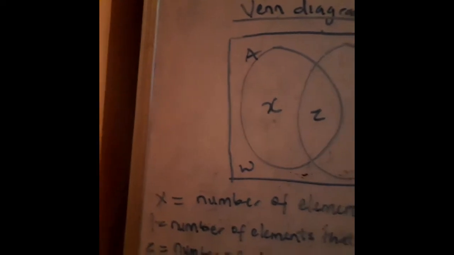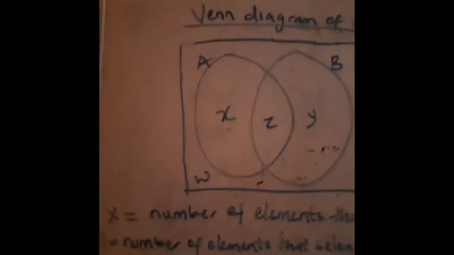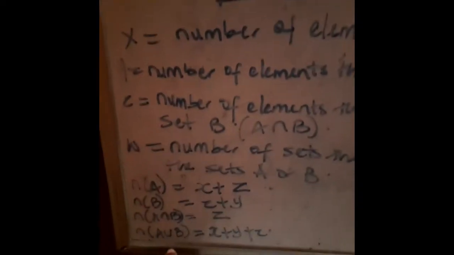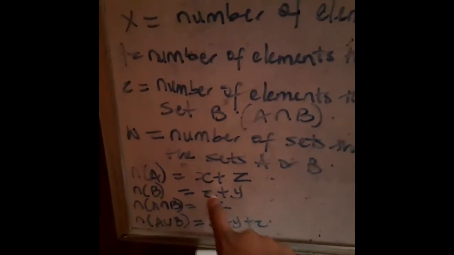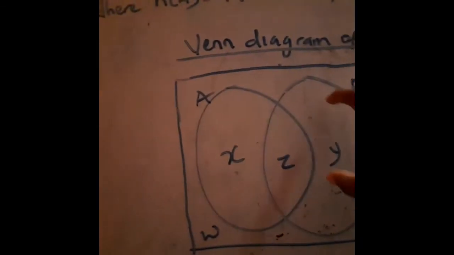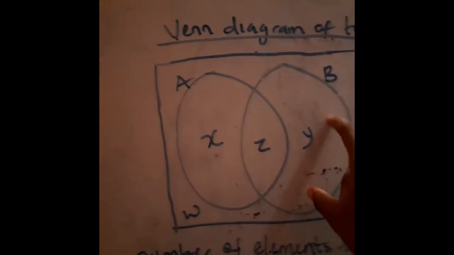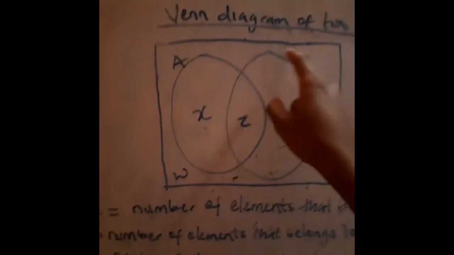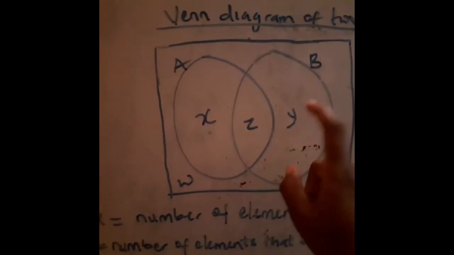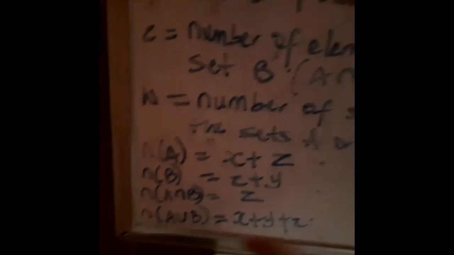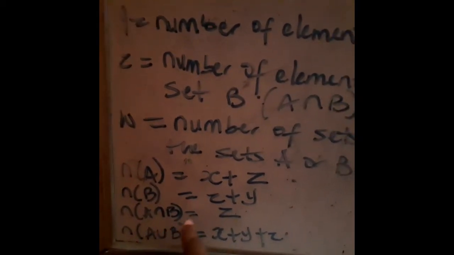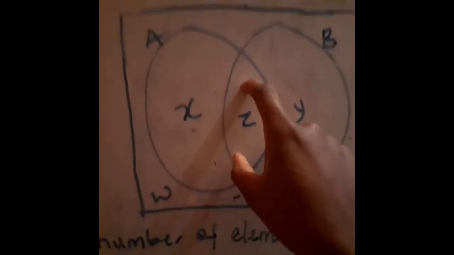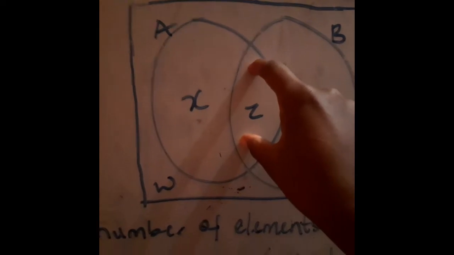The same thing for set B. The number of elements in set B is Z plus Y. As you can see, Y is the number of elements in B only, and Z is the intersection of set A and set B. So the number of elements in B is Z plus Y. Then we have the number of A intersection B. A intersection B here is Z, where both A and B intersect, which is this.